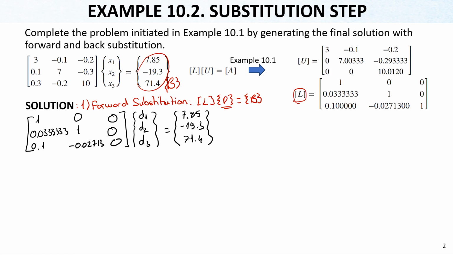Okay, from here, now you can see that this is easy to solve. So 1 times D1, 0 times D2, and 0 times D3 brings us only D1 is equivalent to 7.85. Then simply from the first equation, D1 is equivalent to 7.85. In the second one, we will multiply this row by this column. So this value times D1, which we found, and 1 times D2, and D3 doesn't exist, so it will be equivalent to this.